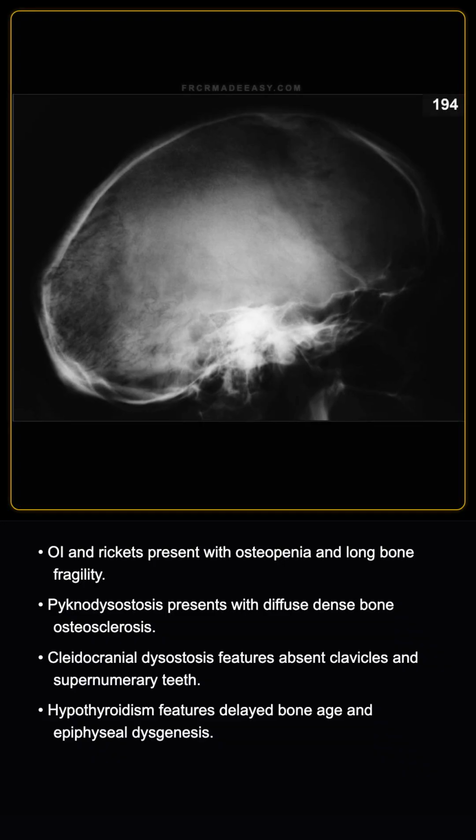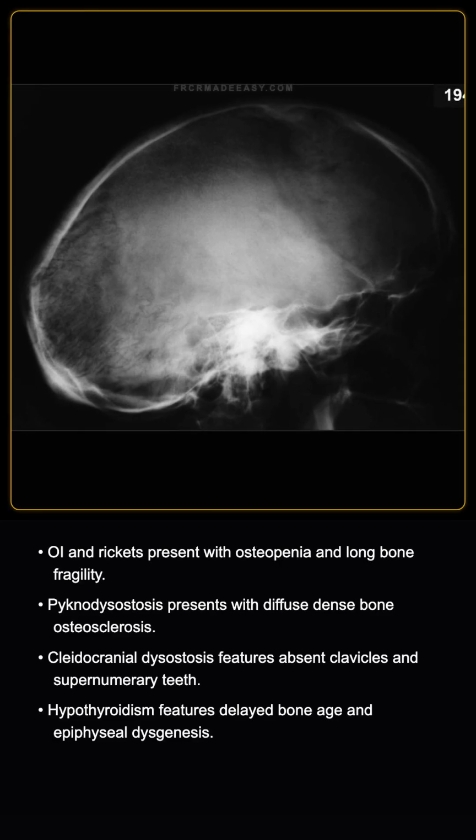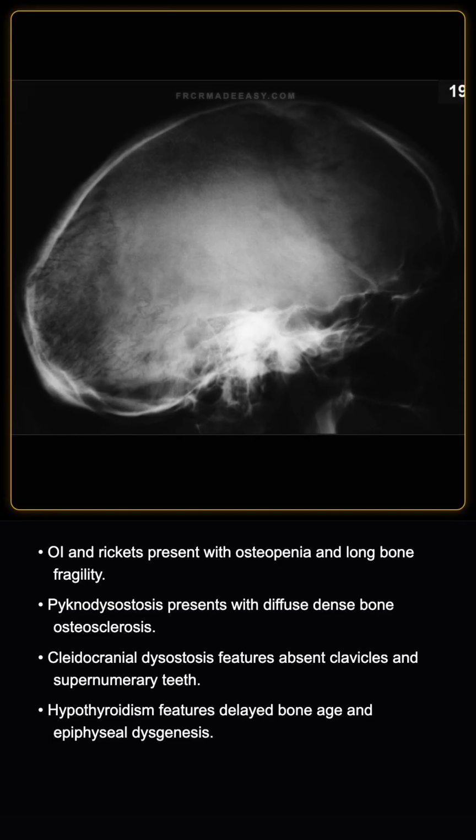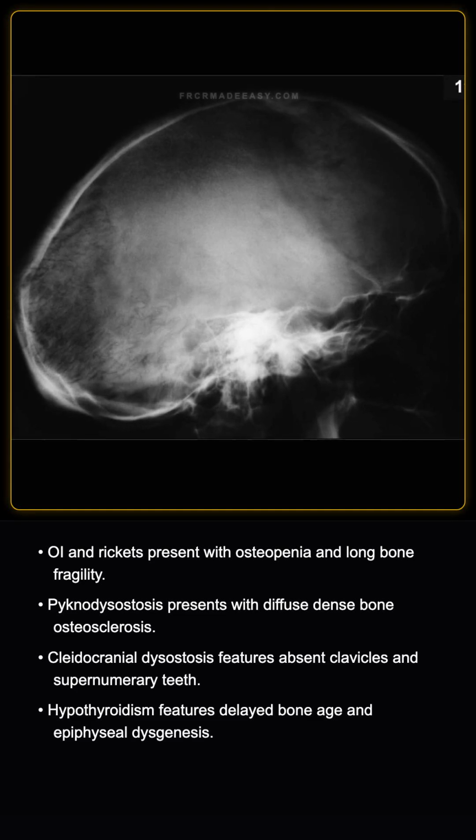Cleidocranial dysostosis classically features absent or hypoplastic clavicles, widened pubic symphysis, and multiple supernumerary teeth. Hypothyroidism may show delayed skeletal maturation or epiphyseal dysgenesis, while Menkes disease shows metaphyseal spurring.